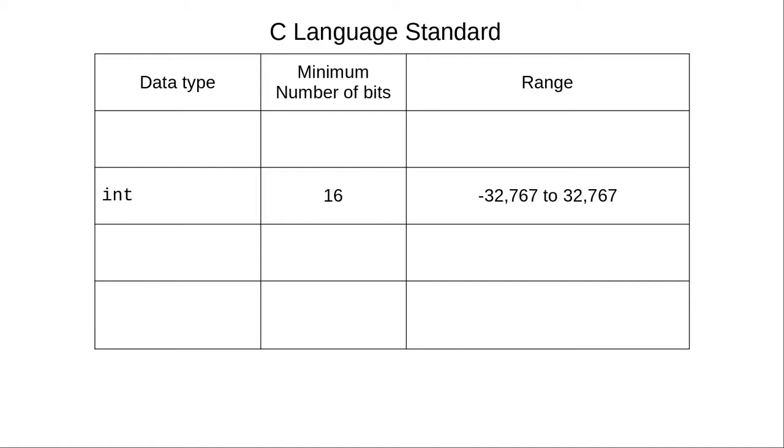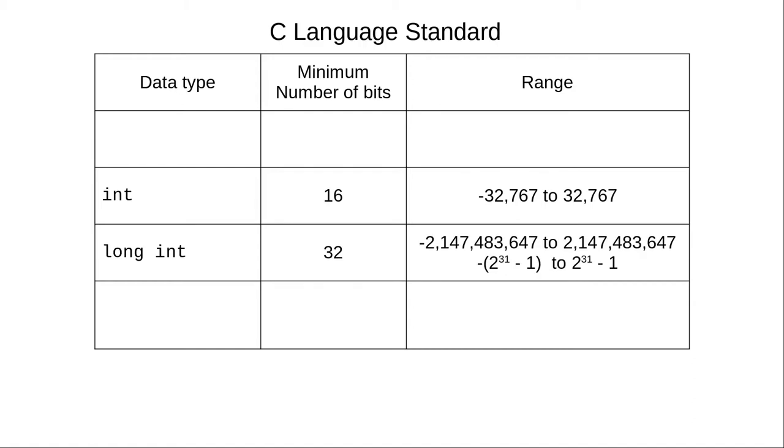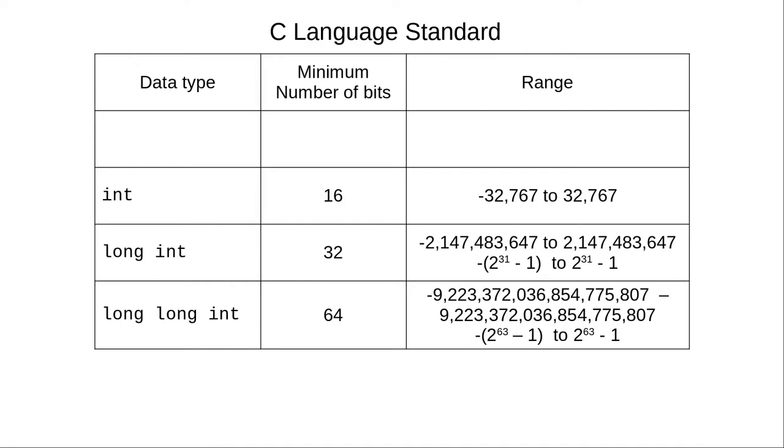That's not a very big range, so C allows you to declare a variable to be a long int, which has at least 32 bits and a much larger range. For really large integers, you can declare a long long int, which is guaranteed to be at least 64 bits. There's also a short int data type, which is guaranteed to be a minimum of 16 bits.